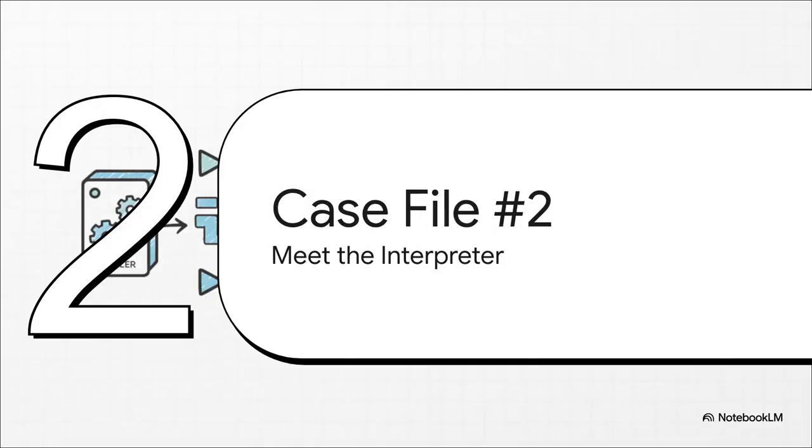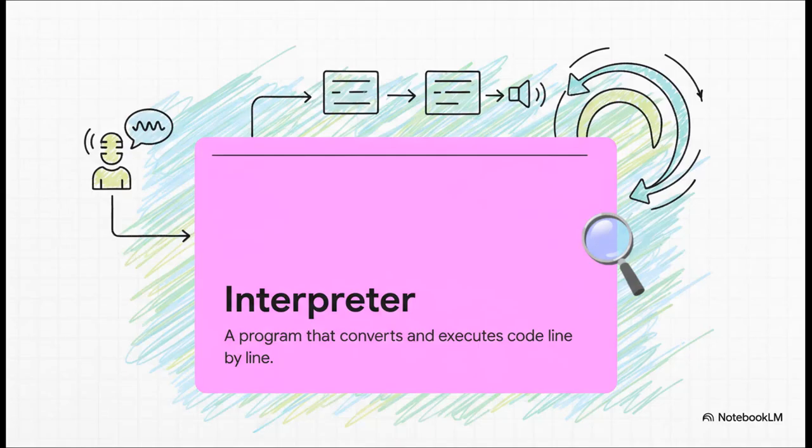All right, let's open our second case file. Time to meet the interpreter. Now, this is a totally different way of doing things, and this is the category where people have traditionally put JavaScript. So unlike that meticulous book translator, an interpreter is more like a live translator you'd see at the UN. They don't wait for the whole speech to be finished. Nope. They listen to one sentence, translate it, and say it out loud, then they move on to the next. It's all happening in real time, one line at a time.